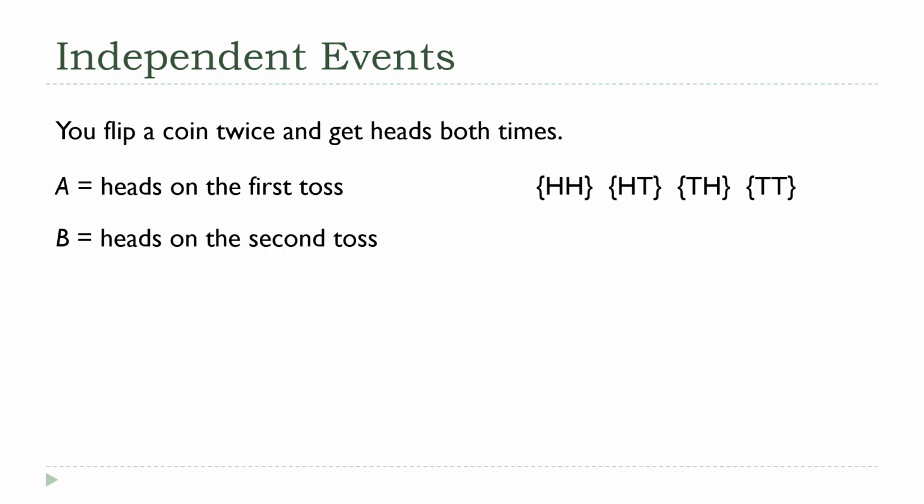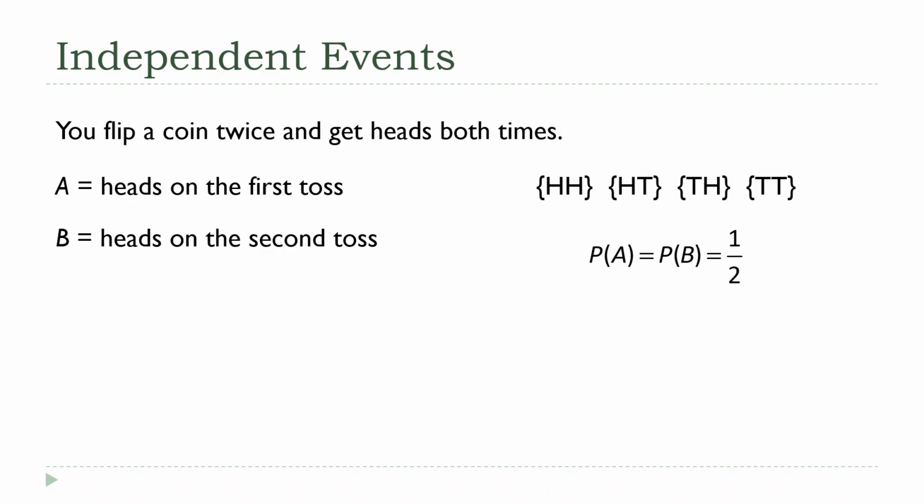So I'm going to define my two events. A is you get heads on the first toss. B is you get heads on the second toss. And I've just listed out my sample space. Right? Those are the only four possible outcomes of tossing a coin twice. So from this, we can see that these two probabilities are the same. There are two out of the four ways to get heads on the first toss, that's a half, and two out of the four ways to get heads on the second toss, also a half.